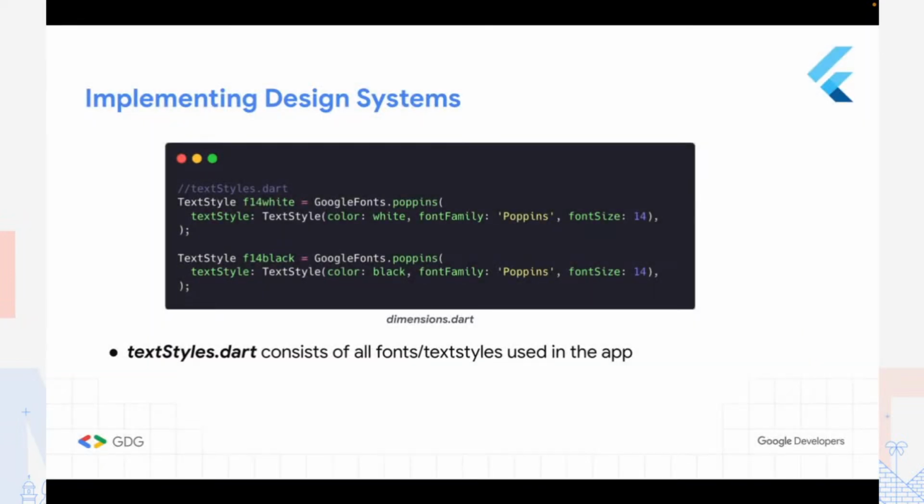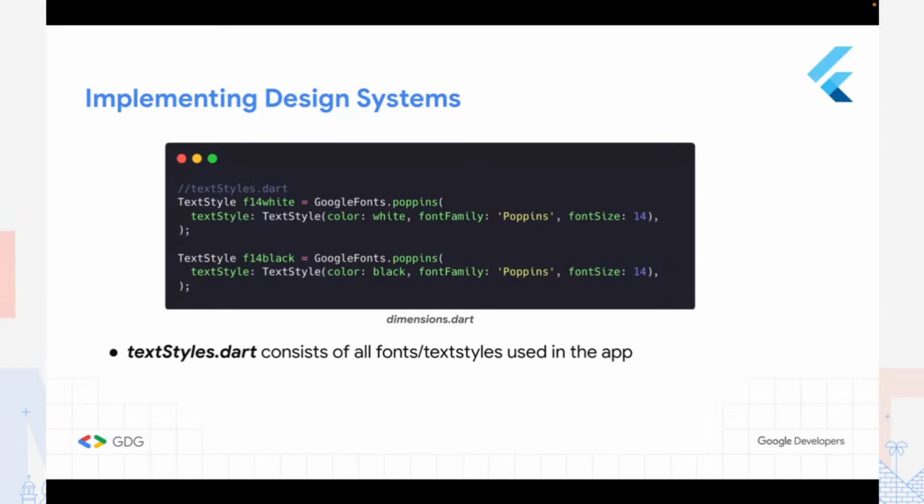Next, we have textiles.dart. This is the file which is going to consist of all the fonts and text styles that I will be using in the application. Again, I would say the length of this file is going to increase as you progress in developing the app, only because we will be using a lot of fonts in the application of different sizes, different colors, different font weights. So this is again a very useful file because you will be using it a lot more.